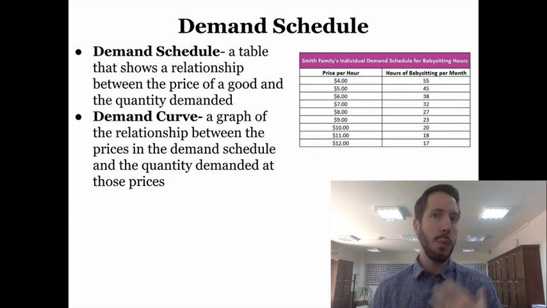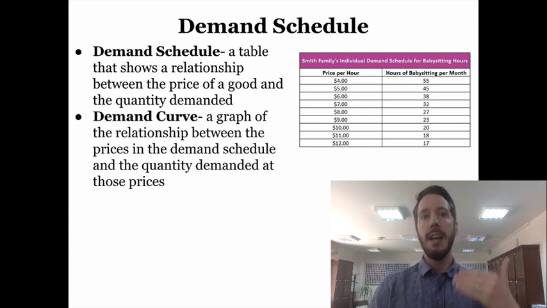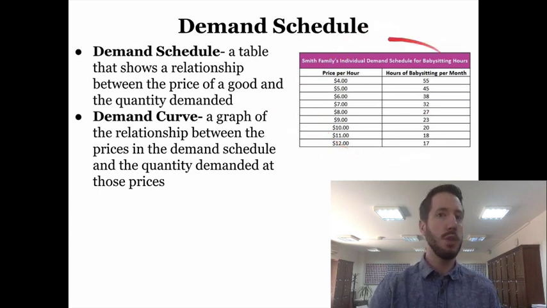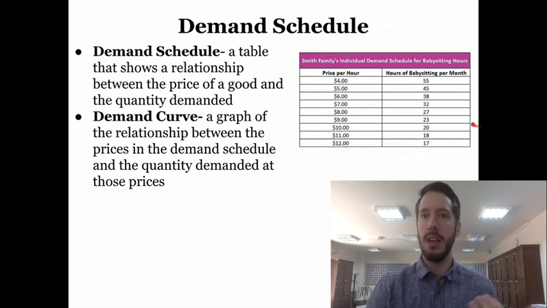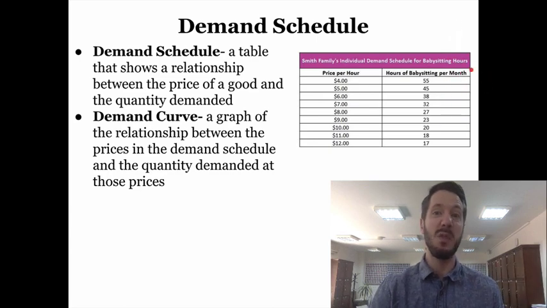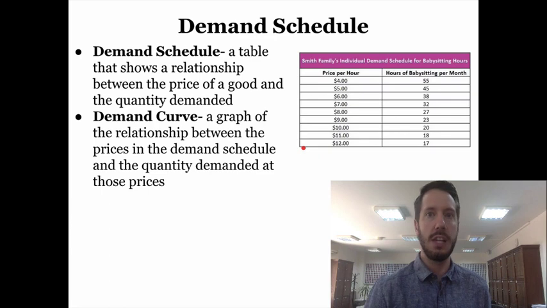Two other terms you need to know before we start looking at some of this data. A demand schedule looks kind of like this. It's just a relationship between the price of a good and how much demand there is for that good. And a demand curve is just a graph that shows this relationship.